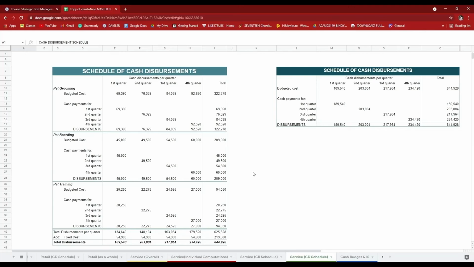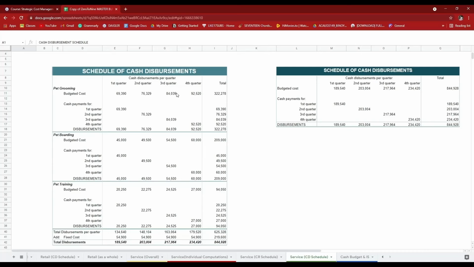In formulating the cash disbursement budget, the business assumed that all expenses relating to the cost of service are paid in the same quarter they were incurred. To illustrate, for the pet grooming, we had a budgeted cost of 69,390. Therefore, the total cash disbursement and cash payment for the first quarter will also be the whole 69,390. For the second quarter, 76,329. So the total cash disbursement for the pet grooming for that quarter is 76,329.